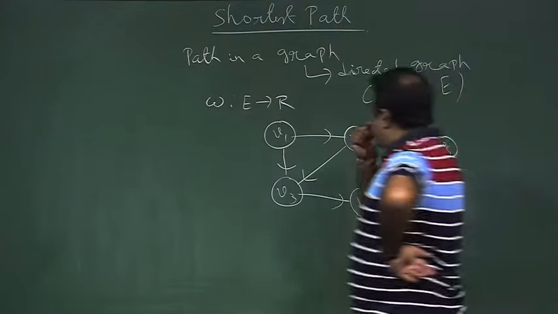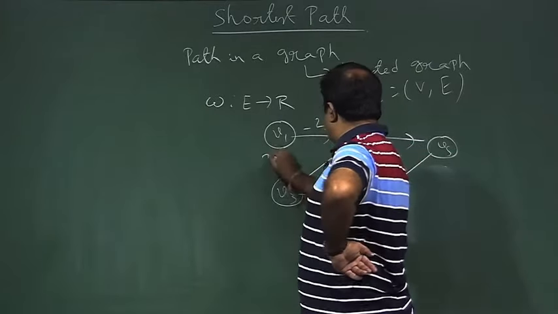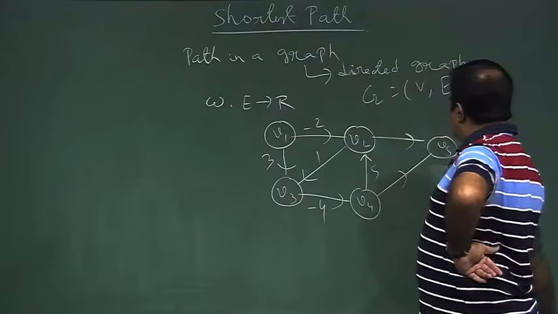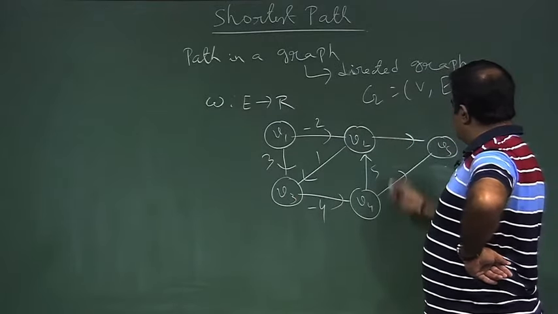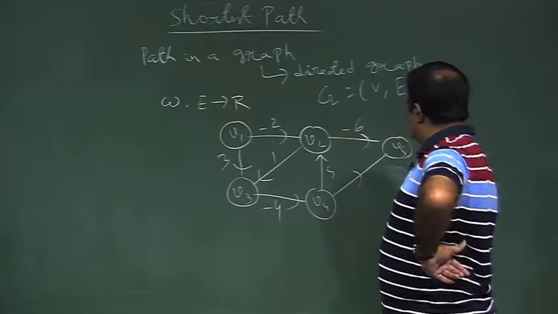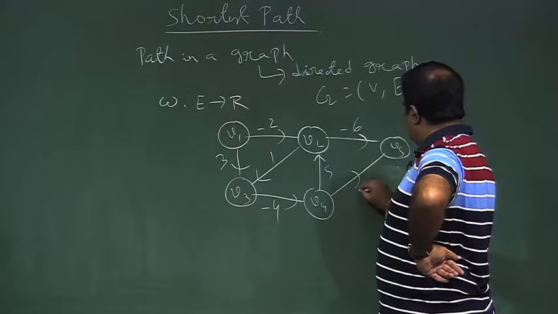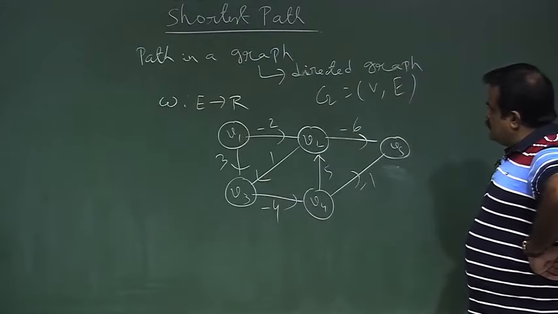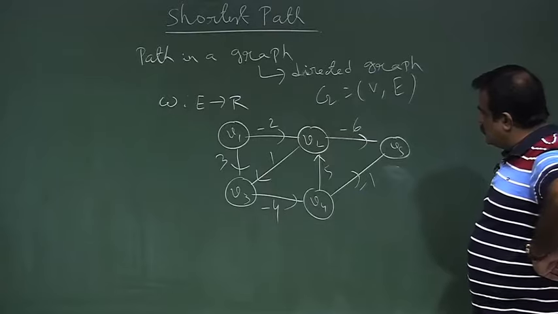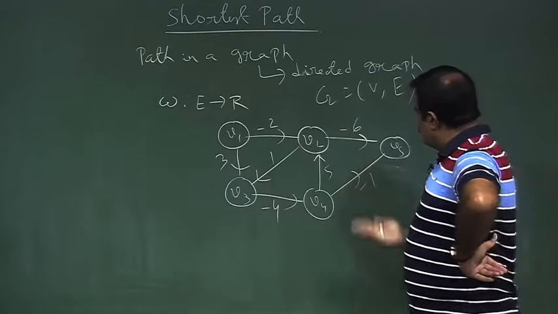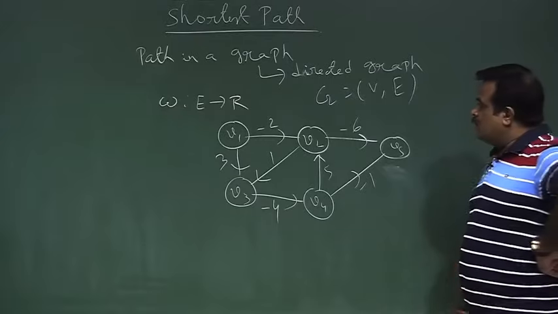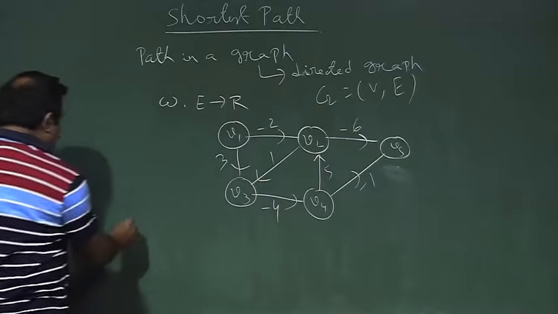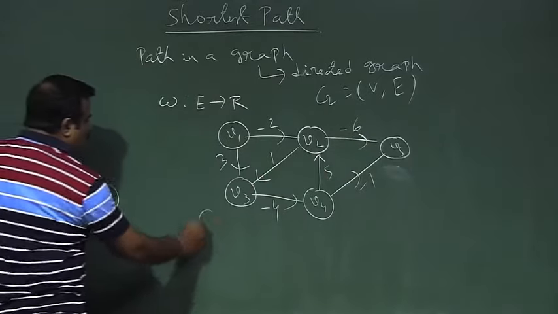So suppose we have, say, -2, 3, -4, 5, then we have -6 and we have -1. Suppose this is the graph. Now what do we mean by a path in a graph? So a path in a graph means we take a vertex U and we take a vertex V.